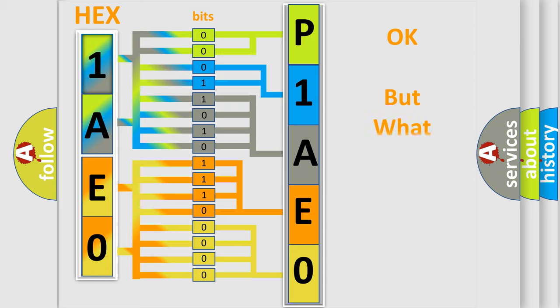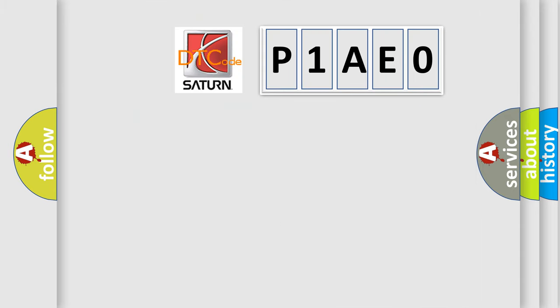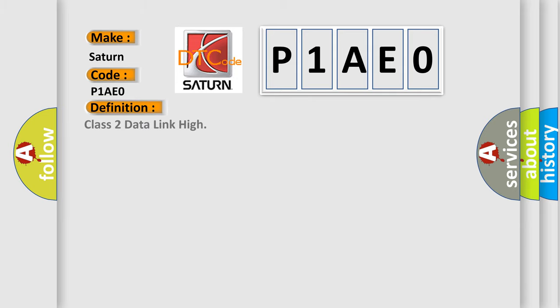The number itself does not make sense to us if we cannot assign information about it to what it actually expresses. So, what does the diagnostic trouble code P1AE0 interpret specifically for Saturn car manufacturers? The basic definition is class 2 data link high. And now this is a short description of this DTC code.